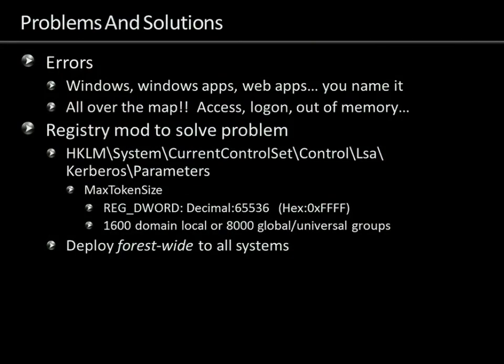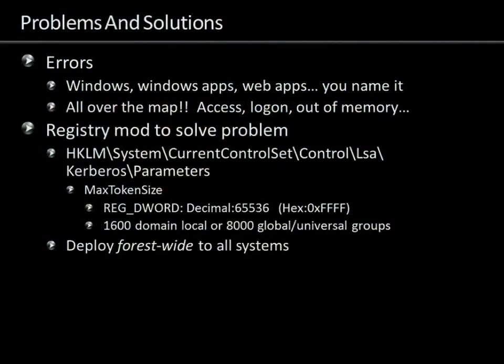So to change this, you need to modify what's called the max token size registry entry. And that entry by default allows you in about 200, 300 groups. You can expand that token size entry to hex FFFF, which gives you approximately 1,600 domain local or 8,000 global and universal group memberships. Now, because you're going to be in some global groups and some domain local groups, you're basically looking at a couple thousand groups that are possible by expanding the max token size.